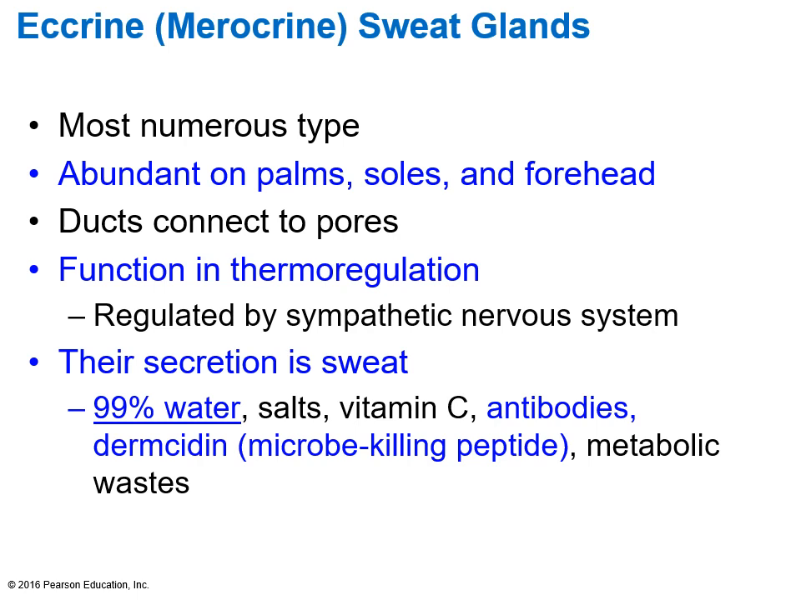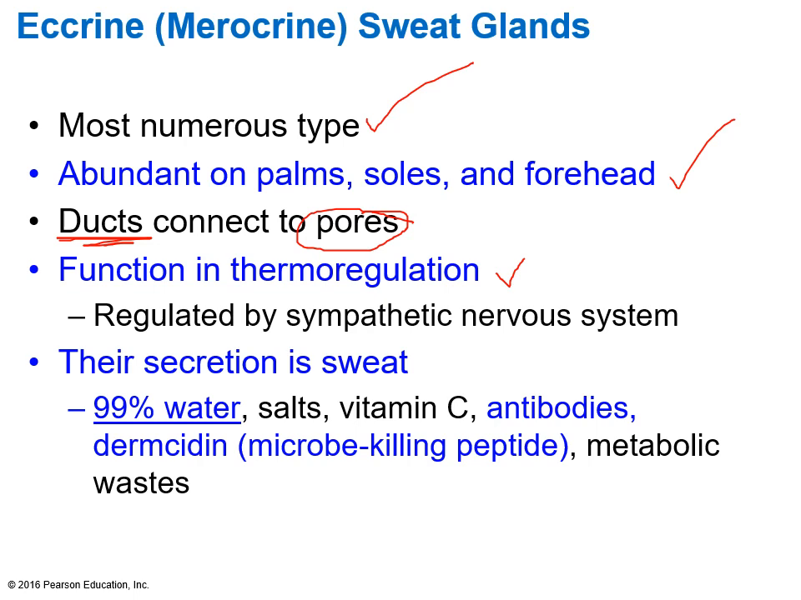So let's start with the merocrine or eccrine sweat glands. These are the most numerous, abundant on the palms, the soles, and the forehead, and they will utilize a duct to exit through the pores, so that makes it an exocrine secretion. Its primary function is thermoregulation, so whenever the body feels that it is in an environment where it is hot or warm, or it just wants to prevent overheating, it will go ahead and secrete sweat as a cooling mechanism.